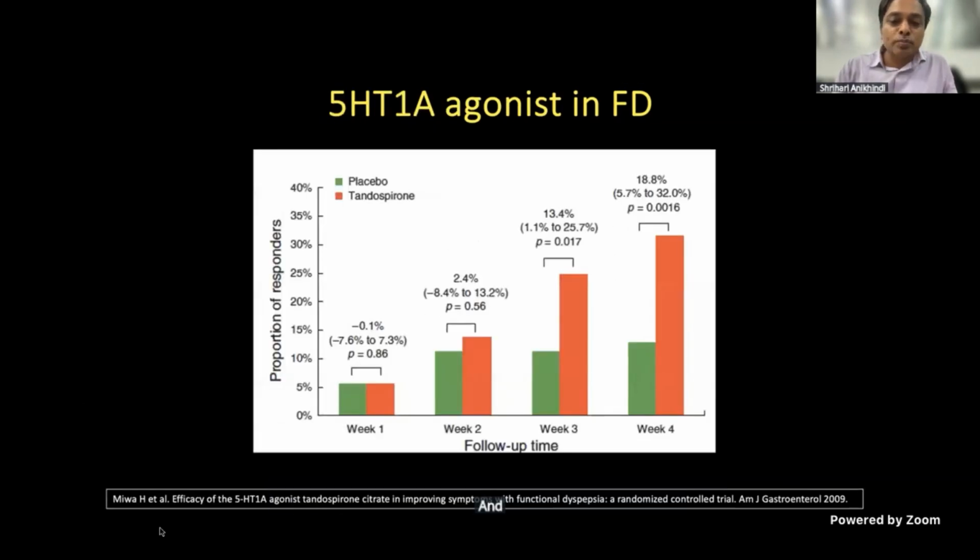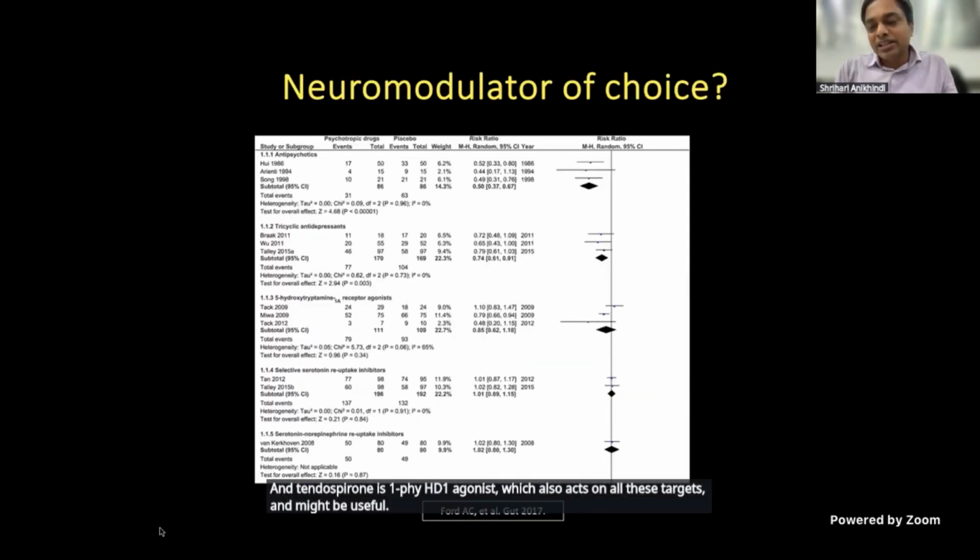And tandospirone is one 5-HT1 agonist, which also acts on all these targets and might be useful. The problem with levosulpiride, however, is that it has a lot of extrapyramidal side effects, and it is recommended that it should not be used, especially in the elderly people, because sometimes these side effects are irreversible.